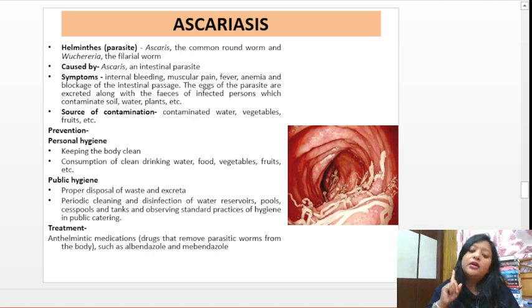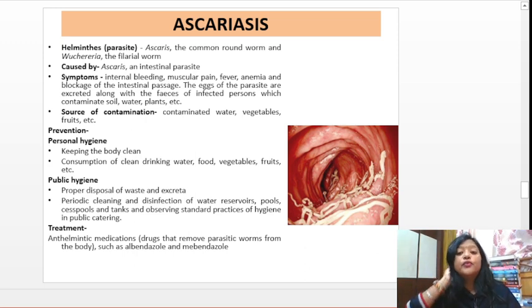We have to wash the vegetables and fruits that we are consuming. We need to consume clean water, clean food. Again, same thing, since it's entering our intestine through food and water. So again, you have to maintain public hygiene and personal hygiene. The same thing for all the diseases that are caused by food and water contamination. You need to maintain your personal and public hygiene.